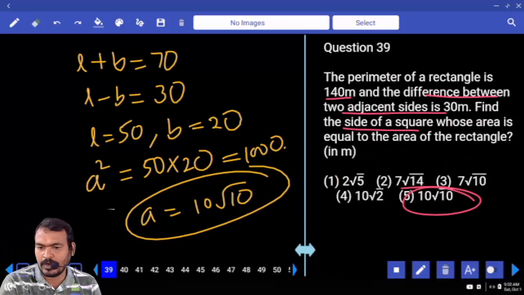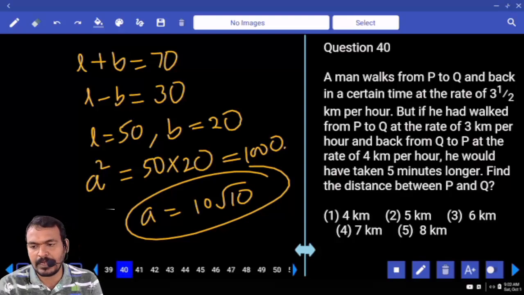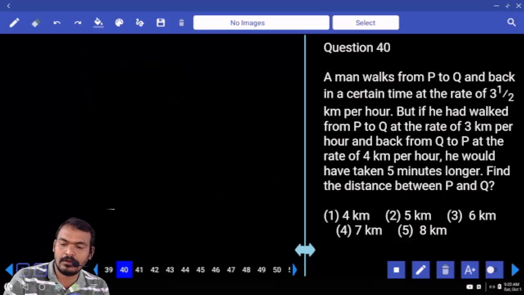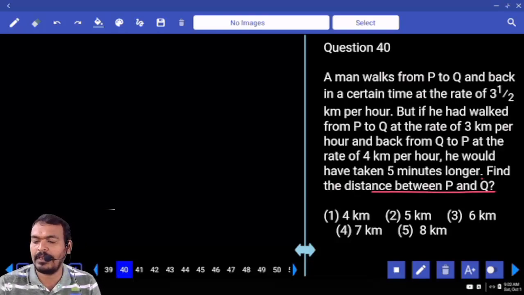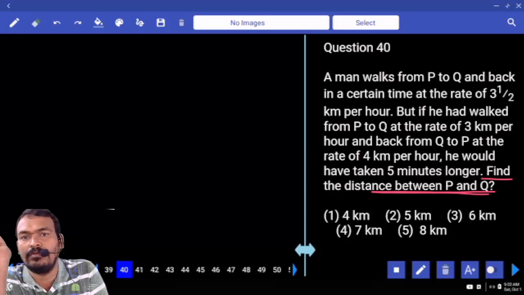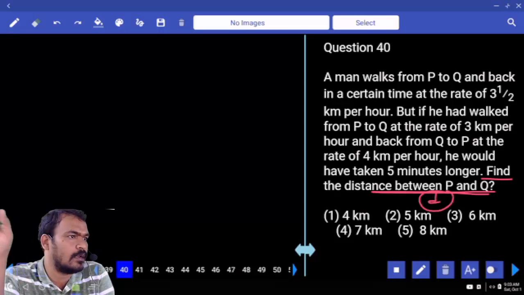Next question number 40. A man walks from P to Q and back in a certain time at the rate of 3.5 km/h. But if he had walked from P to Q at the rate of 3 km/h and back from Q to P at the rate of 4 km/h, he would have taken 5 minutes longer. Are the 5 minutes more or less? More. What is the question here? Find the distance between P and Q. Which distance do we require? P and Q distance. Suppose we consider the P and Q distance as d kilometers.